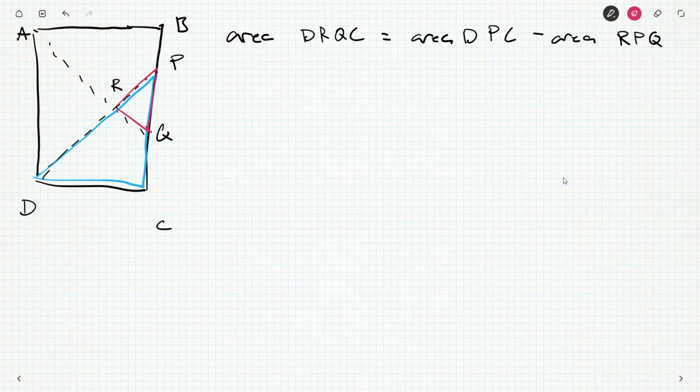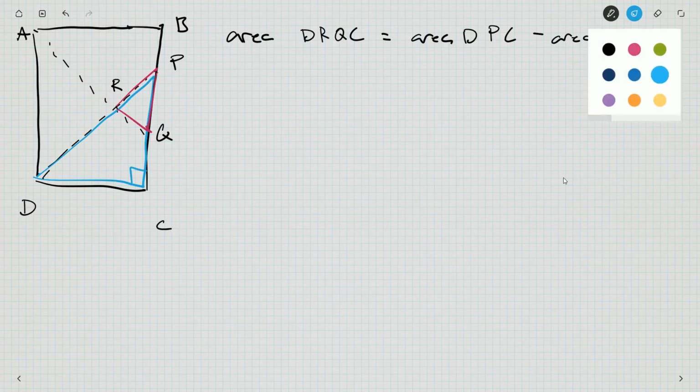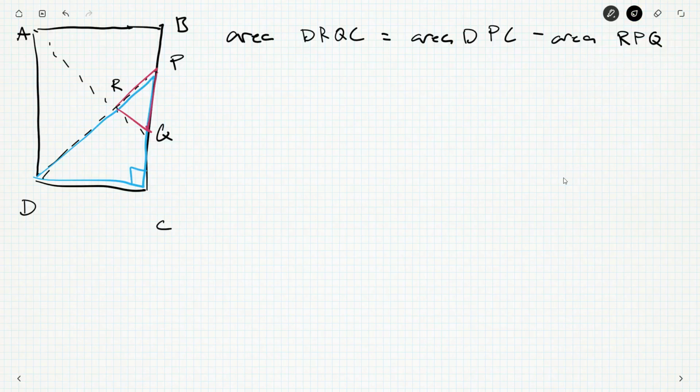For example, I can see already our blue triangle is right angled. And I think the red one might be as well, but maybe that's just the way the picture looks. We'll have to investigate that. Okay, so what can we do? Can we figure out what PC is? Can we figure out that length? Well, yes, I think we can.